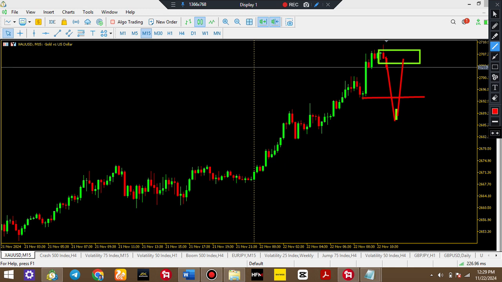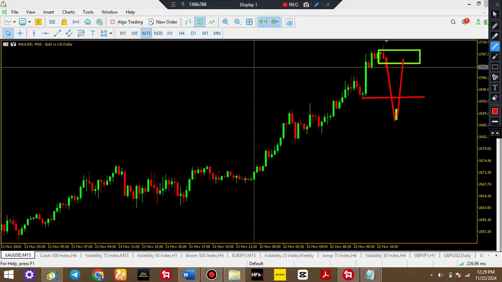Our stop loss will be a few pips above the swing high. At this point, we'll be risking less. So when price comes there, we can take our sell entry to align with what we have in the weekly and in the daily time frame, also on the H4.